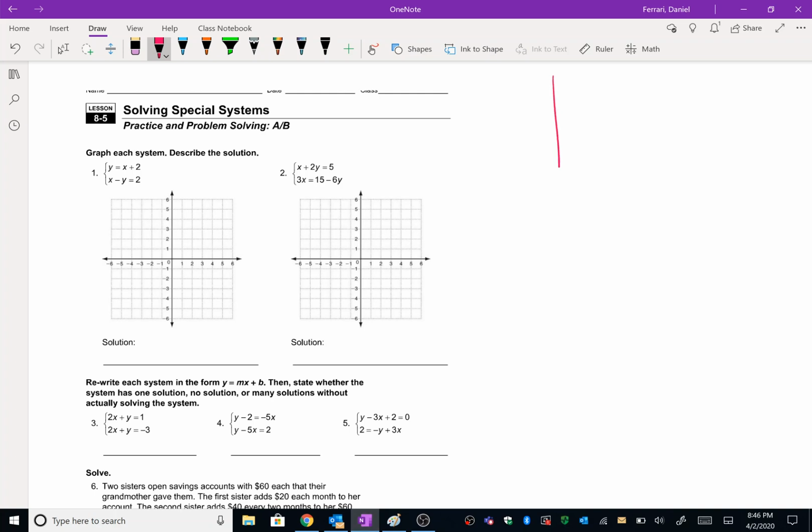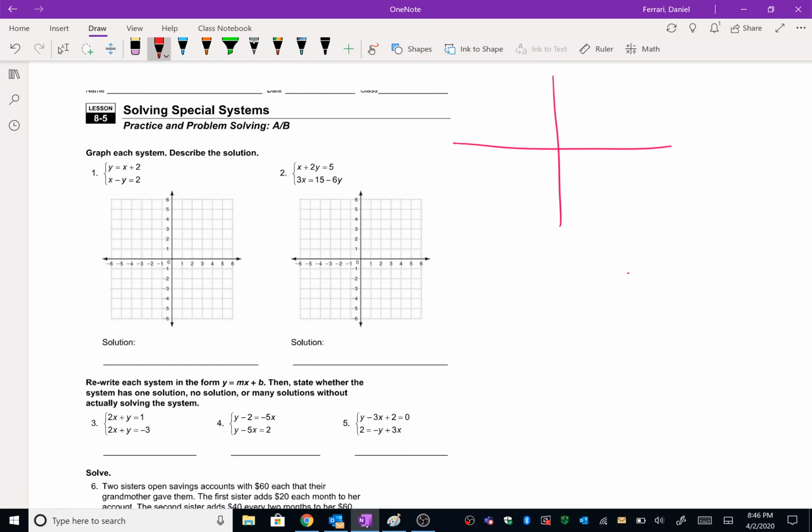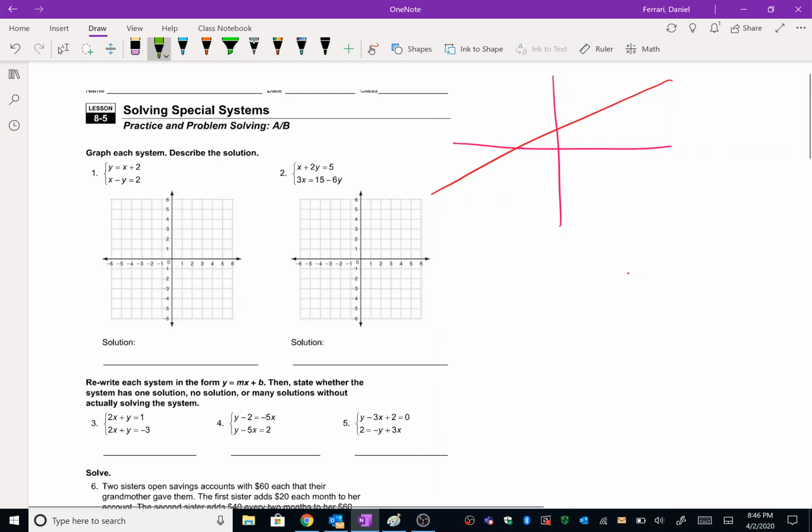We've talked about lots and lots of times where you have two equations that end up making one solution. Two systems that make one solution. So I'm going to go in red, my first line, and I'm going to go in green. So this would be an example of a one solution system. They would have a solution here at that intersection point.